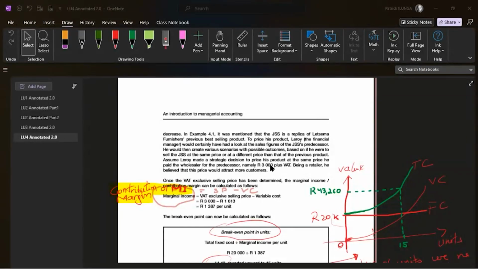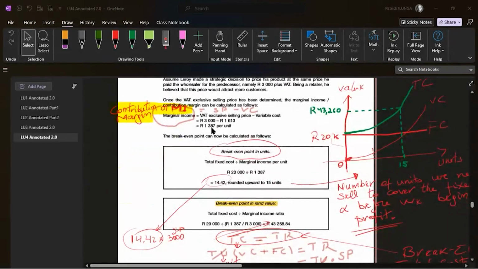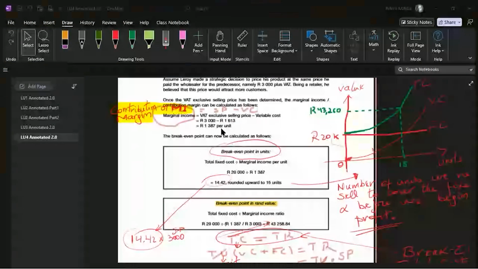Sorry, 3,000, my bad, 3,000. So whatever we're going to be producing, we're going to be selling them for 3,000. So the variable cost is 1,613. So 3,000 minus 1,613, right? Gives us 1,387 per unit. Remember again, marginal income per unit, always per unit.